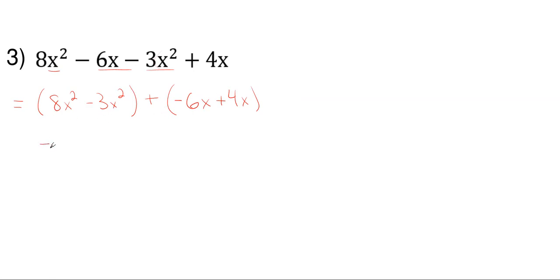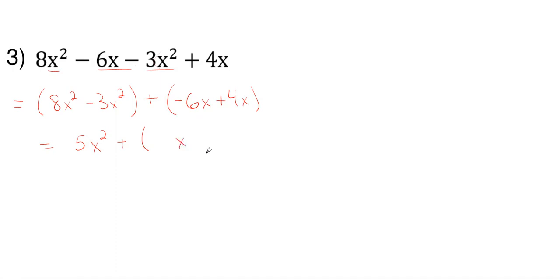So what is 8 minus 3? Because the x squares remain the same, so just drop that down. And then we would have 8 minus 3, which gives me 5x squared. And then my second portion over here, I would have minus 6x plus 4x.